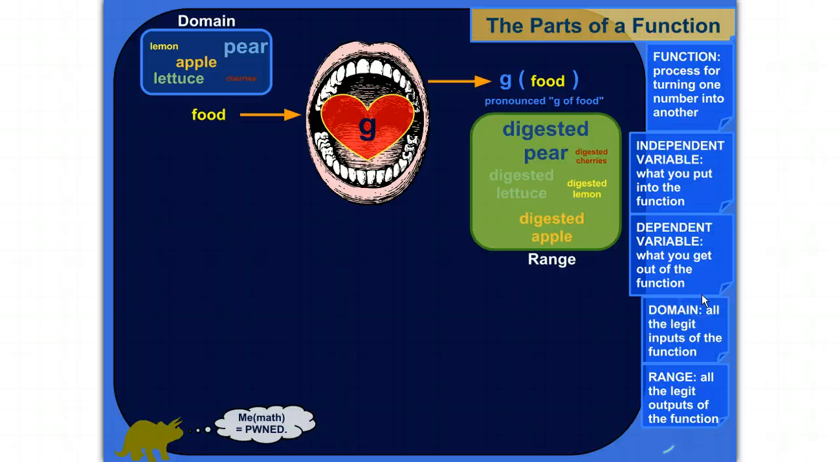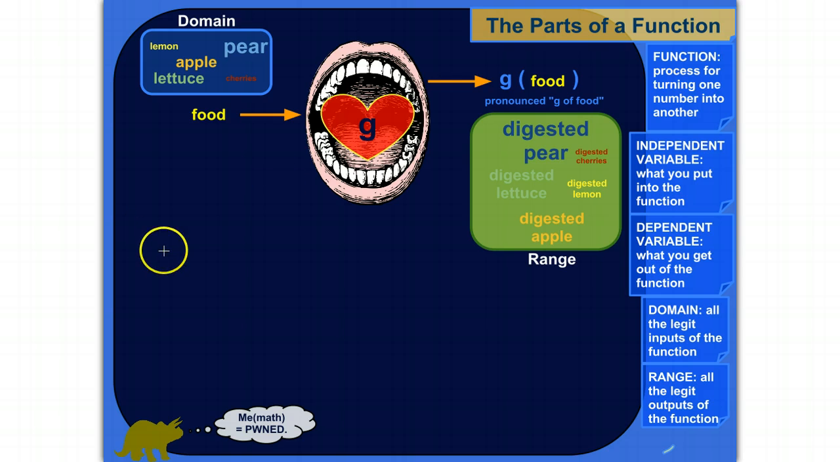Alright, so a function in math is much like a function in the body. It's just a process for turning one type of thing into another type of thing, or a set of things into another set of things, or one number into another number. So if we have a function g here, I could put all kinds of food into g, and then what I get out is g of food, is how we would say that in math. And so I put a pear in, and I get out a digested pear. I put in cherries, I get out digested cherries. So we could look at a mathematical function as kind of like a bodily function here.